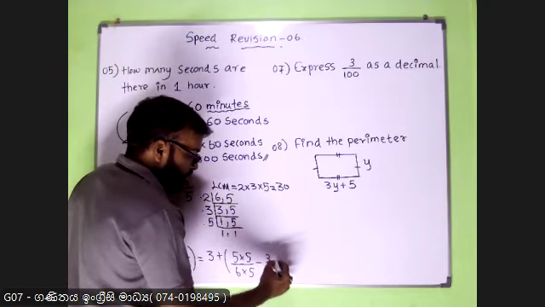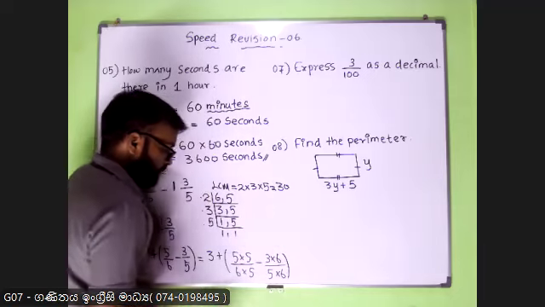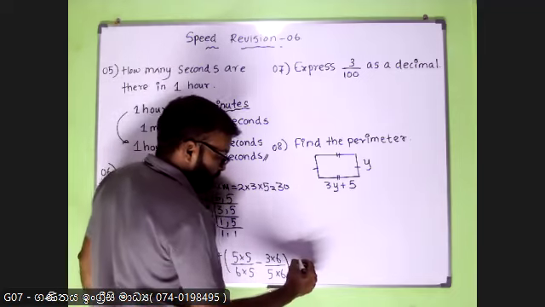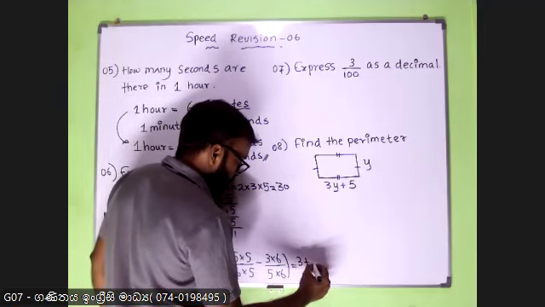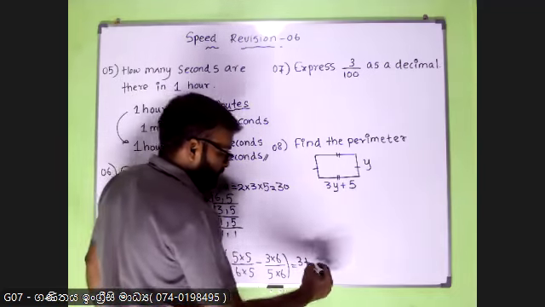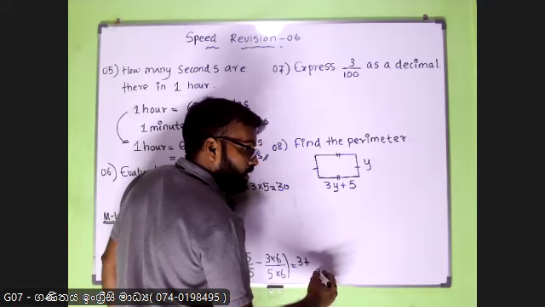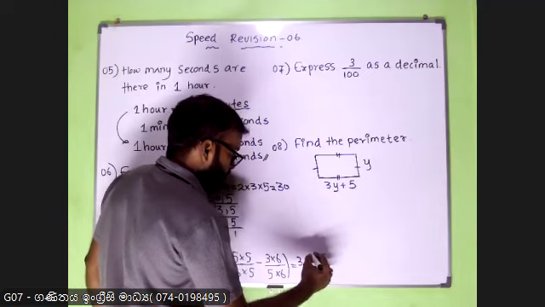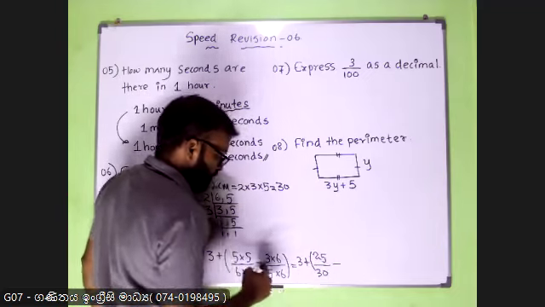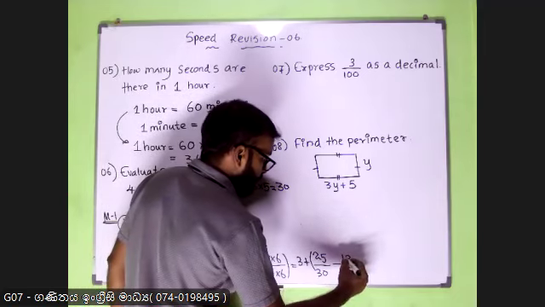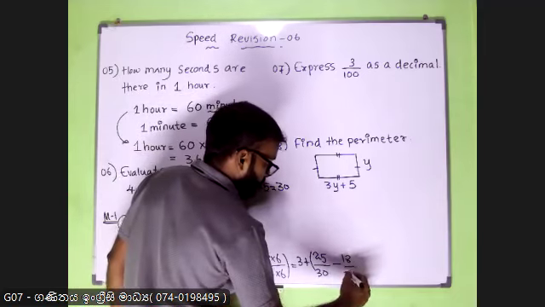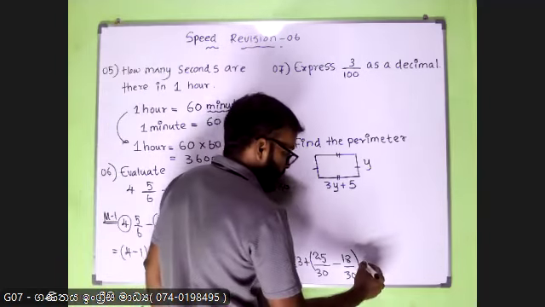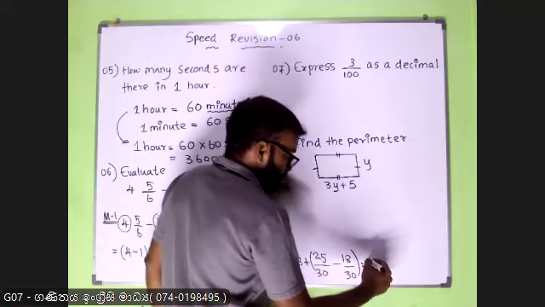5 times 6, it will give you 30. So I will take it to here. Equal mark. Now 3 plus, 6 times 5 is 30. 5 times 5 is 25. Minus 3 times 6 is 18. 5 times 6 is 30. Because I do not have enough space there. So 3 plus.